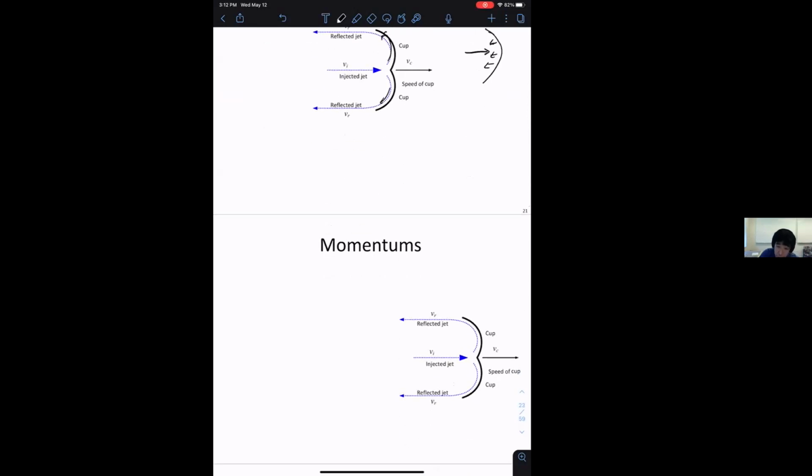So if you look at the different momentums we have in this, we have what we call MA. This is the momentum of the incoming water.